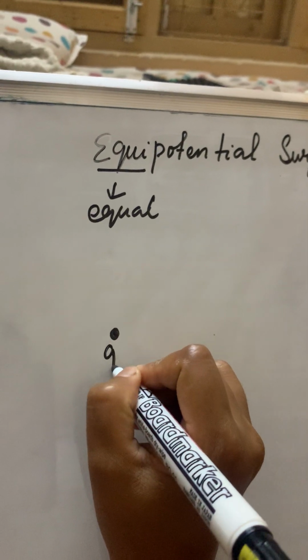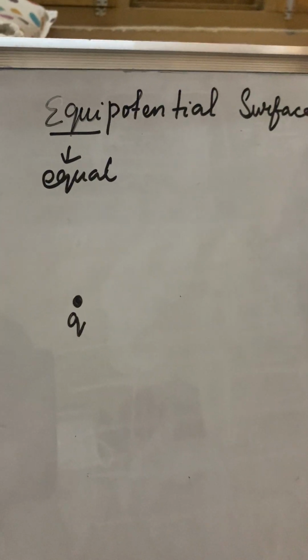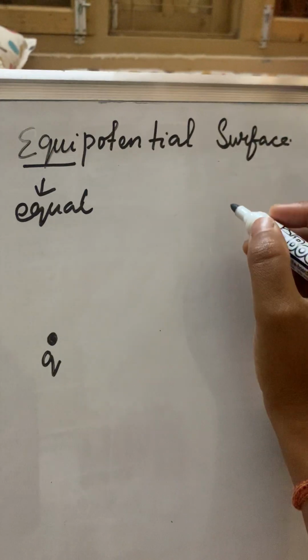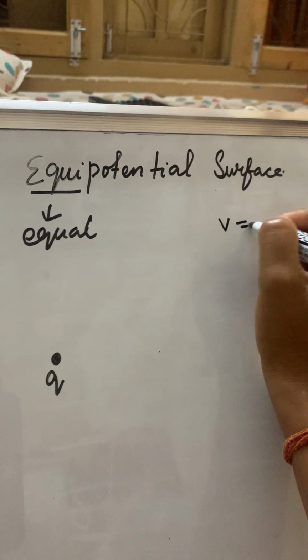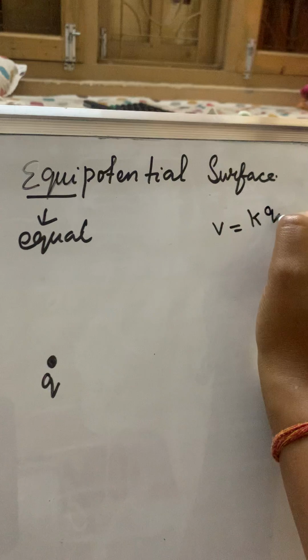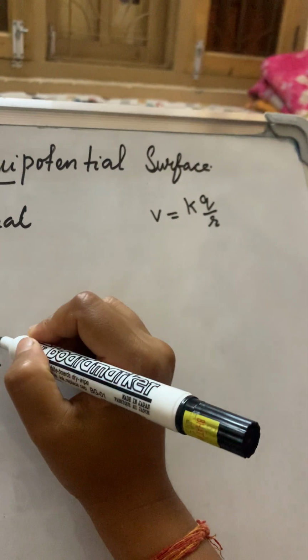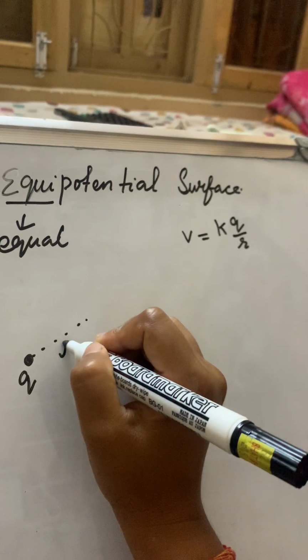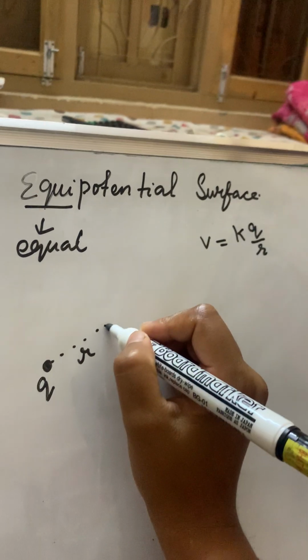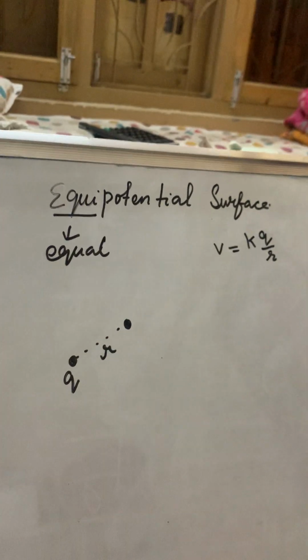Now, to begin with, let me consider a point charge. What is the expression of potential due to a point charge? That is kq by r, right? Now, let's say at some distance, say r. At this point, what is the potential?